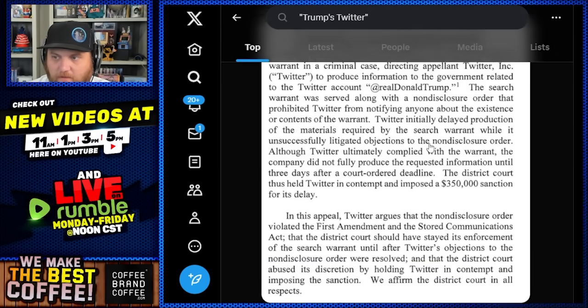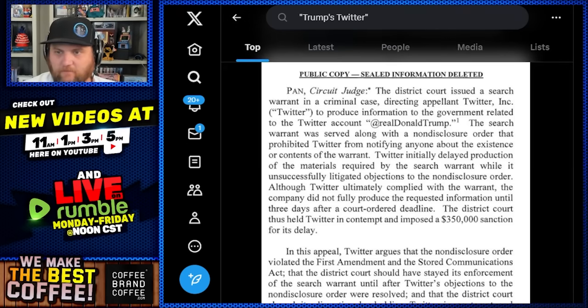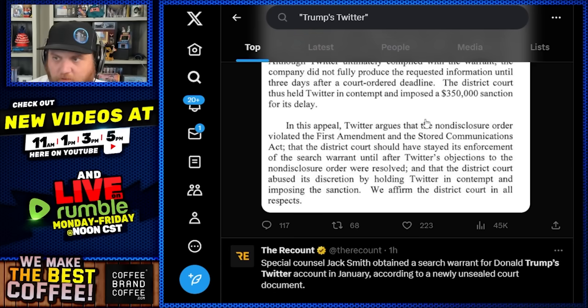Yeah, I think it's pretty interesting to me. The district court issued a search warrant in a criminal case directing appellant Twitter Inc. to produce information to the government related to Twitter's account, Donald Trump. The search warrant was served along with the NDA order that prohibited Twitter from notifying anyone about the existence or the contents of the warrant. So they sent a warrant to Twitter saying, hey, we need access to Trump's account. And then Twitter said, nope, not going to do that. And then they said, you can't even tell Trump that we had this executed. That seems odd. It seems like you'd have to notify people that you gave access to their account to the government, right?